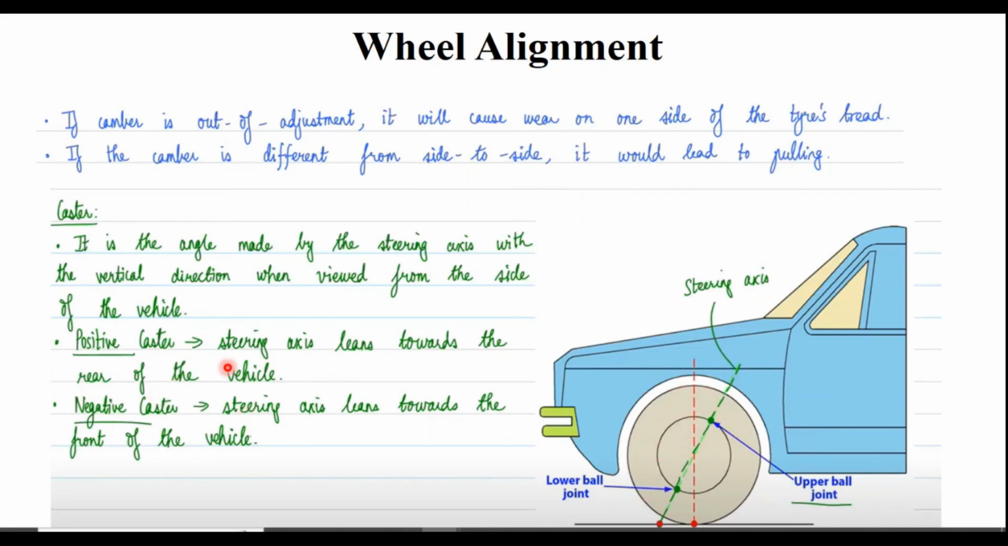You have two types of caster, positive and negative. When the steering axis leans towards the rear of the vehicle, this is the front one, then you have a positive caster. And when the steering axis leans towards the front of the vehicle, then it is called a negative caster.